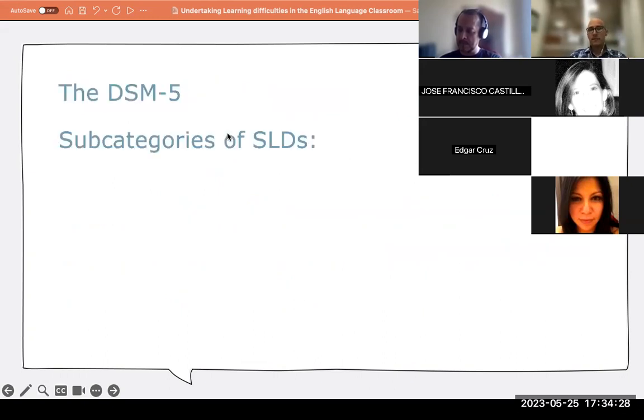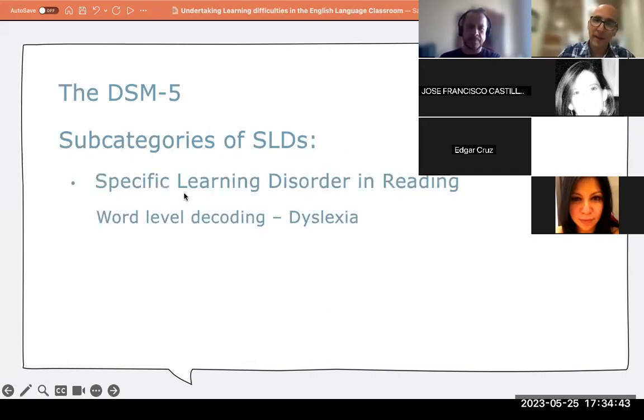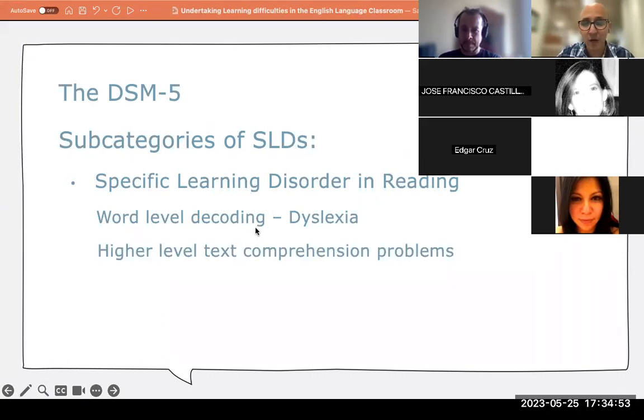Now in the DSM-5, we're going to find a couple of subcategories of specific learning disorders. The word they use in the DSM-5 is disorder. The subcategories that concern us today are the following. Number one, specific learning disorder in reading. What does this involve? It's basically word level decoding, dyslexia. Another characteristic of a specific learning disorder in reading is higher level text comprehension problems.